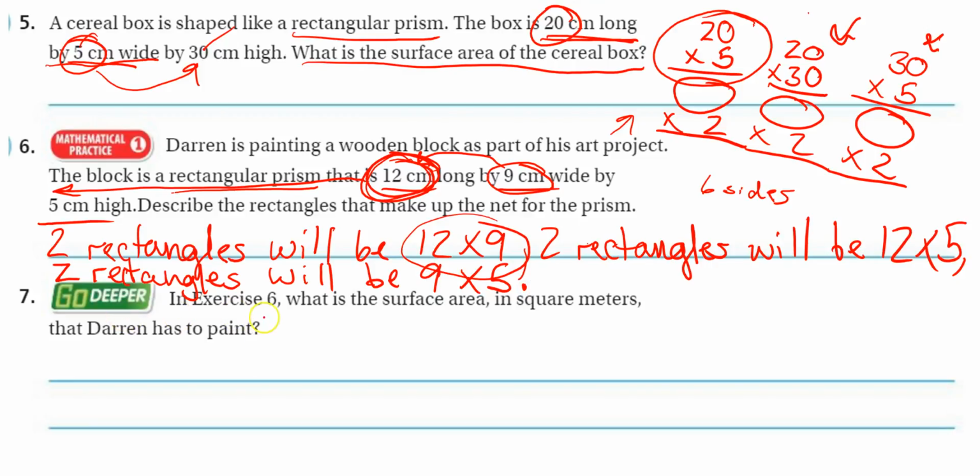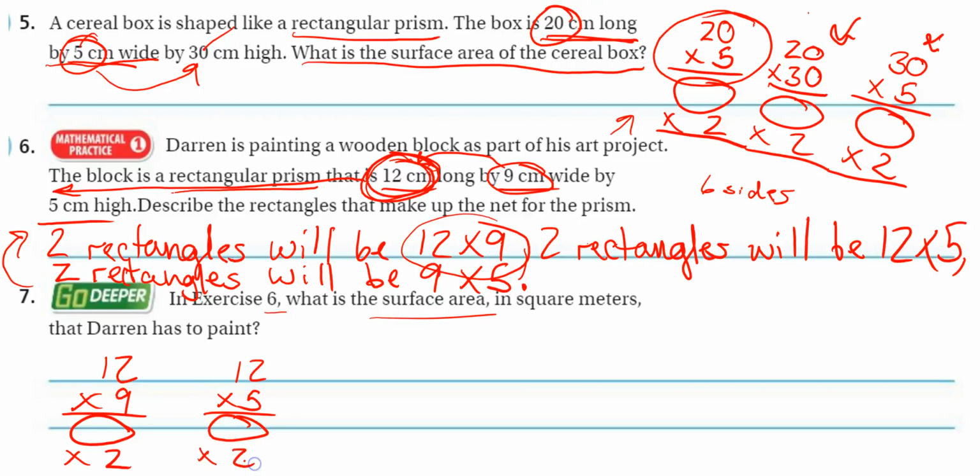Okay, number 7, in exercise 6, so this one we just did, what is the surface area? Well, we got all our problems set up. We're going to do 12 times 9, get our answer, and then multiply that by 2. You're going to do 12 times 5. Get that answer and multiply by 2. And then you're going to do 9 times 5. Get that answer and multiply it by 2.